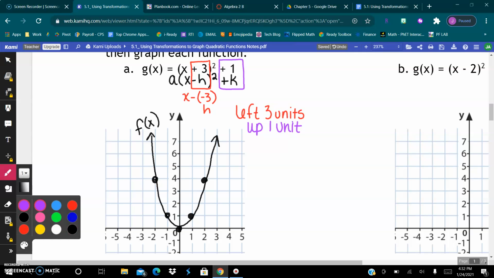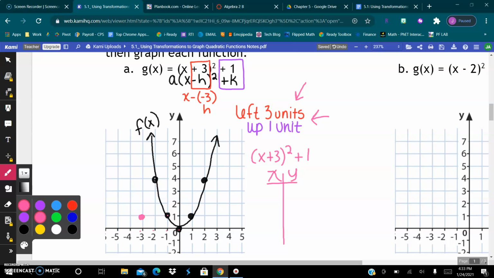And for our g of x, we are going to plug in some numbers for x plus 3 squared plus 1. We can do a t-table and plug in a few numbers, or we can look here at what we just figured out from that equation, moving it left 3 units and then up 1. So if I took every one of these points, so I'm starting at 0, 0, I'm going to move left 3, and then I'm going to go up 1. So that would move here.